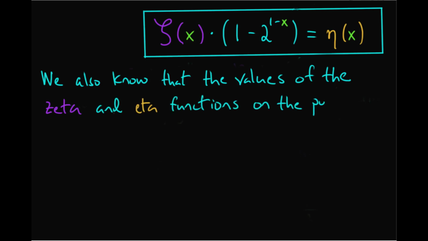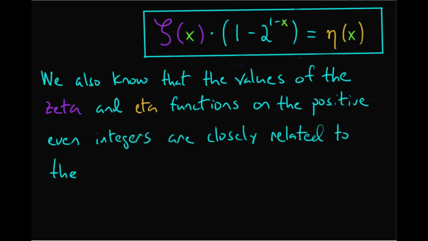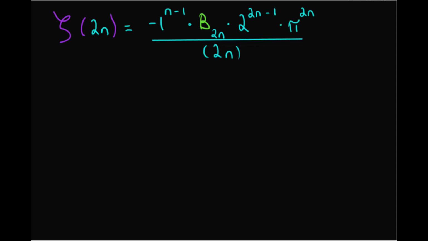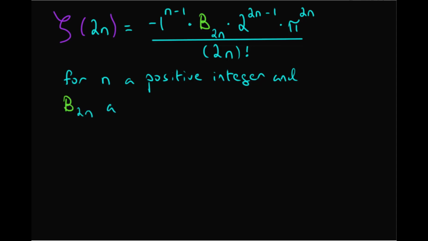But more amazing still is that Euler then discovered a general formula for the values of the zeta function on the positive even integers, and found that these values are very closely related to the Bernoulli numbers. And here's the formula Euler gave. Euler discovered that zeta of 2n, where 2n is a positive even integer, is equal to the formula negative 1 to the power of n minus 1 times b sub 2n times 2 to the 2n minus 1 times pi to the 2n all over the quantity 2n factorial. And here, again, n is a positive integer, and b sub 2n is an even subscripted Bernoulli number.